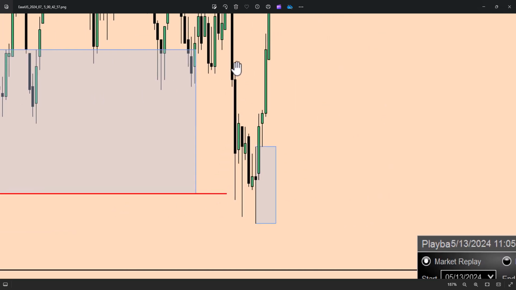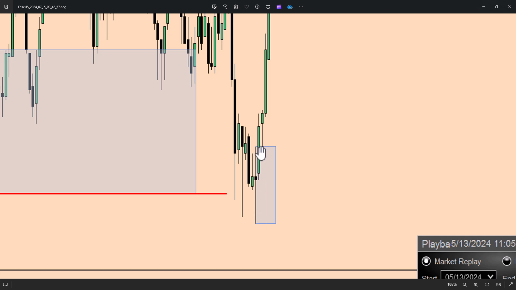Do we have a CSS confirmation? No, we don't have a CSS confirmation. One more time, wicked below the low, so we're going to work with this candle. Do we have a CSS confirmation? No. One more time, wicked below the low with this candle.